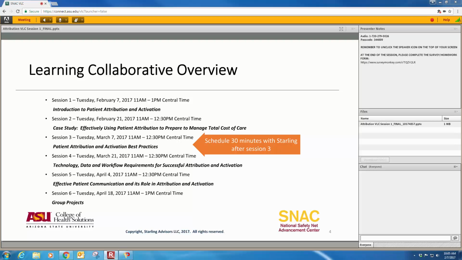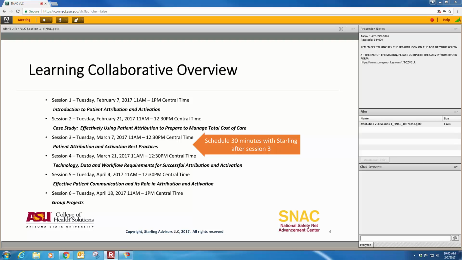In our 3rd session, we'll be discussing patient attribution and activation best practices. And after our 3rd session, we'll be looking to schedule a 30-minute meeting with you folks in order that we can begin the process of preparing you to make your final presentation, which will occur during session 6. Session 4 will focus on technology, data, and workflow requirements for successful attribution and activation. Session 5 on effective patient communication and its role in attribution and activation. And finally, in session 6, you'll be reporting back to us on your group projects, which we'll discuss in greater detail later in the collaborative.